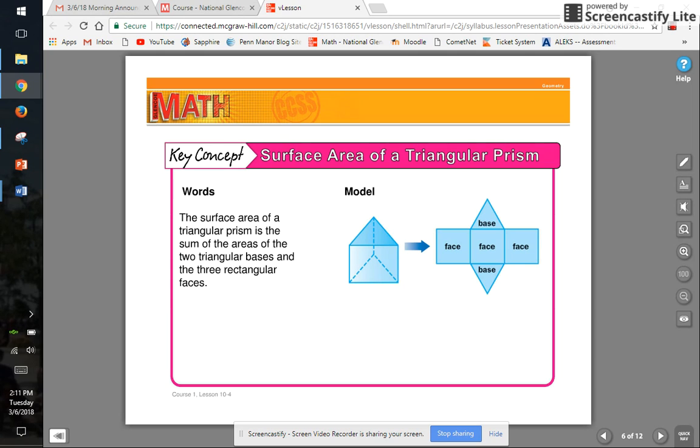Hey, bring it on. Ladies and gentlemen, today, speaking of bring it on, we're going to bring on triangular prisms, and we're going to, just like yesterday, find surface area, which is the outside surface of the shape.